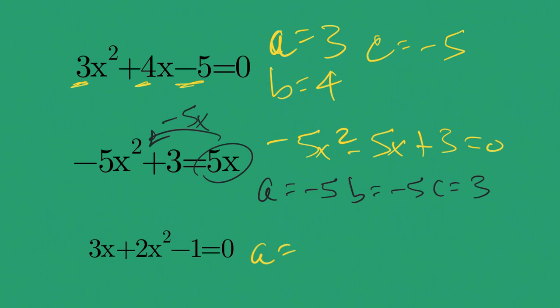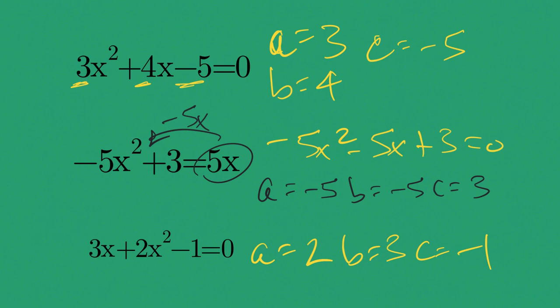Can you guys tell me what the value of A is? Which one of those is your A value? 2. Good. Guys, be careful about that because a lot of the times, most of the time, that squared term is first. It's not first this time. But if you know where to look, you're going to know that the A value is 2. What's the B value? 3. And the C value? -1. It is set equal to 0, so we're good to go.